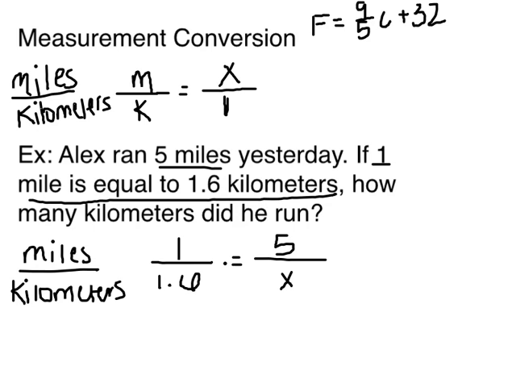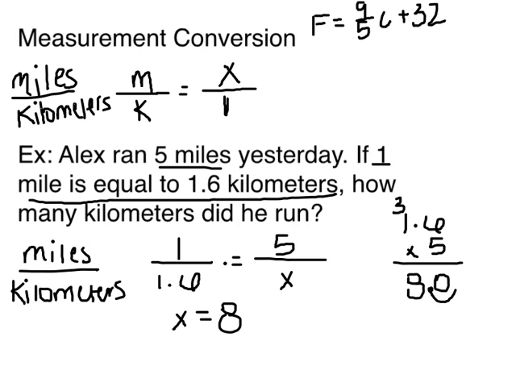Go ahead and do your cross product. So 1 times x, so x equals 5 times 1.6. 1.6 times 5, 5 times 6 is 30. 1 times 5 is 5, plus 3 is 8. There's 1 number after the decimal up top, so 1 number after the decimal down here. So x is equal to 8, so 8 kilometers.